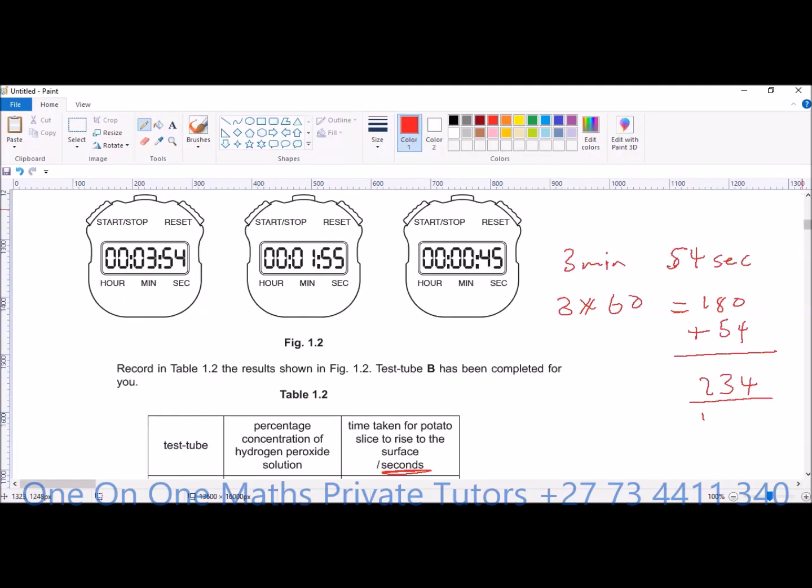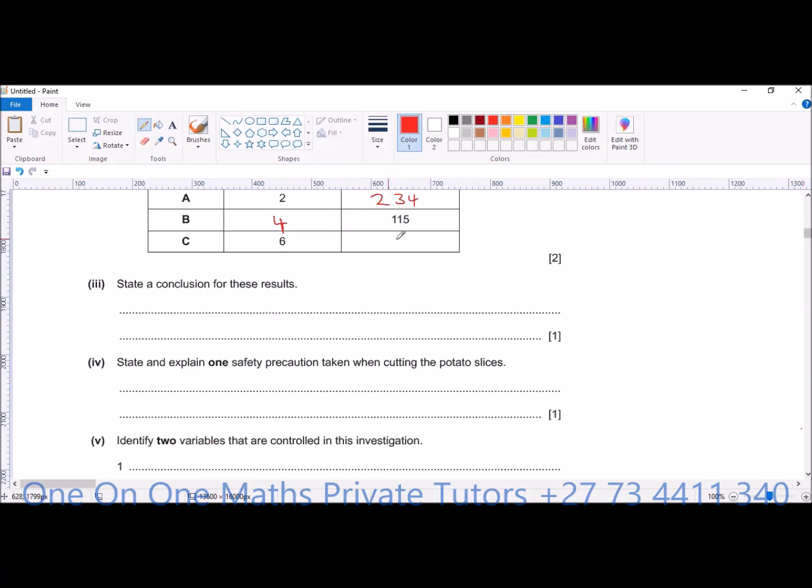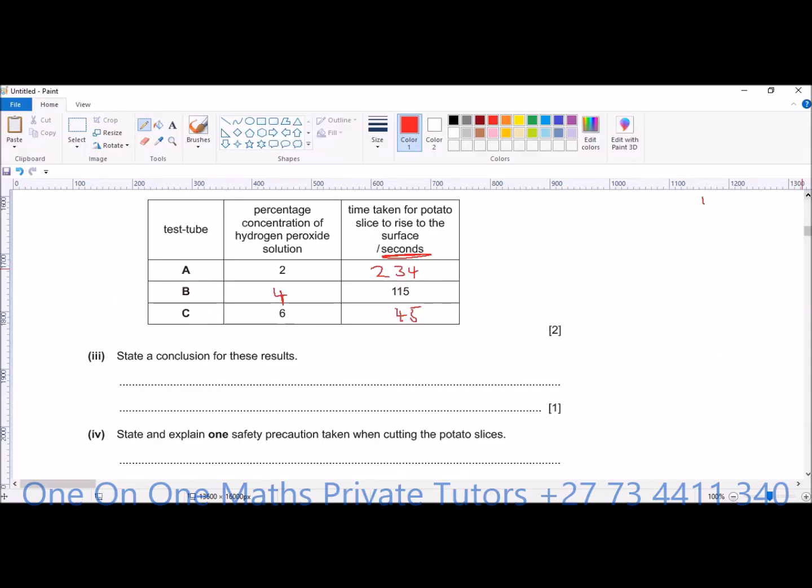C, let's do for C. For C, it's only 45 seconds. So we put the 45 there. Okay. State a conclusion for these results. So what can we say? How are these things varying? As concentration of hydrogen peroxide is increasing, the time is reducing.